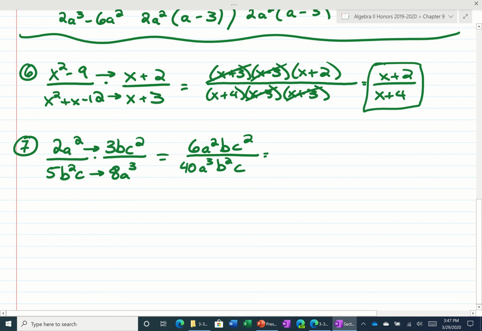If we do each one individually, 6 over 40 is just the same thing as 3 over 20. a squared over a to the third is just a to the negative first. b to the first divided by b to the second is b to the negative first. So I'll put those in the denominator. And then c squared divided by c is just c to the first. So as far as our final answer would be 3c over 20ab.